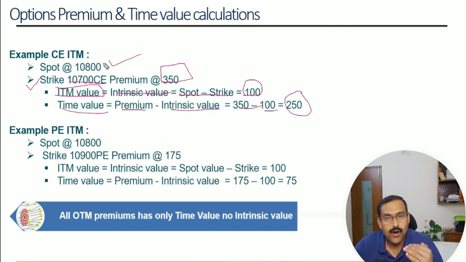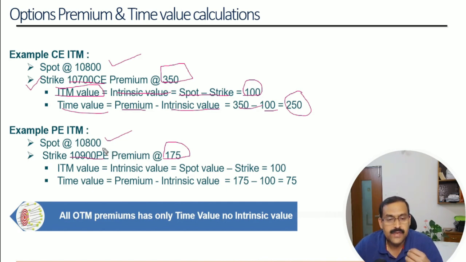That is when the spot is at 10,800 for this call option. Let us now take the put option as an example. Again, the Nifty is currently trading at 10,800. That is the spot. Assume that there is a put option contract at the strike price 10,900 executed at the premium of 175 rupees. First of all, the 10,900 put option is in the money. That is because this strike is above the spot. 10,900 strike is above the spot for the put option.